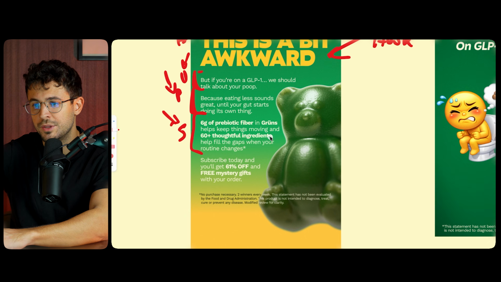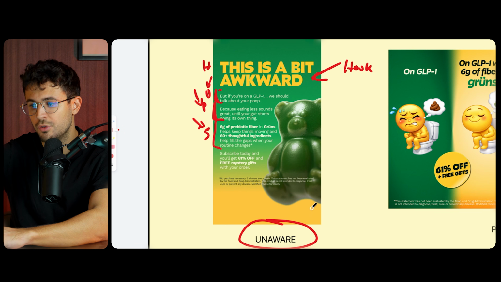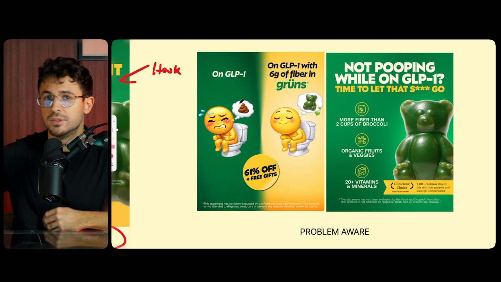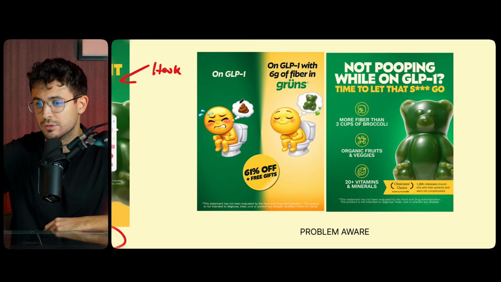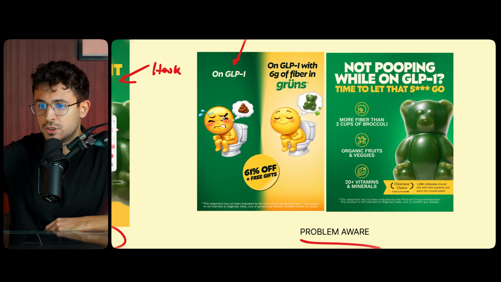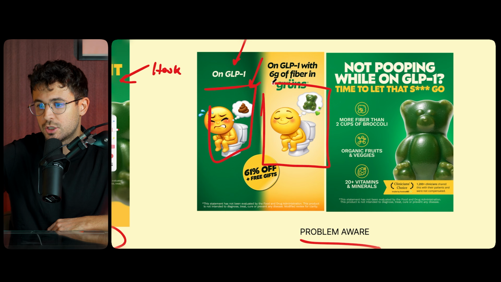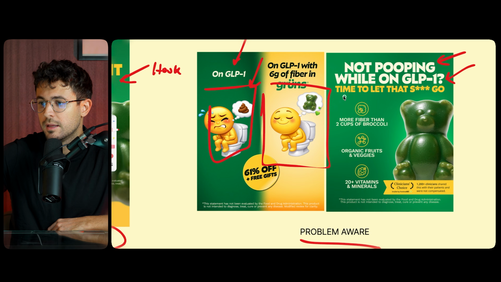And now what they do, they create also other ads for more problem aware. And as you can see, they have different creatives distributed. This is like just for static because it's easier for you to see them. Same happens with videos. Now this is problem aware. So on GLP-1, I show you that you have this problem, so you technically are aware of the problem, because I'm not telling you that you have this problem. I'm showing you, so you know, or like you're already aware of the problem, and this is the actual solution. Okay. Or also I can call out the problem and be like, no pooping while on GLP-1. So do you have this problem? Time to fix it with this product.